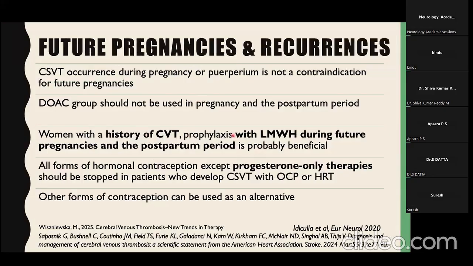Future pregnancies and recurrence. CVT is not a contraindication for future pregnancies, and for those with a history of CVT, prophylaxis is advised during future pregnancies. If there is a high risk of CVT and other venous thromboembolism, long-term anticoagulation is advised, and progesterone-only therapies are advised.